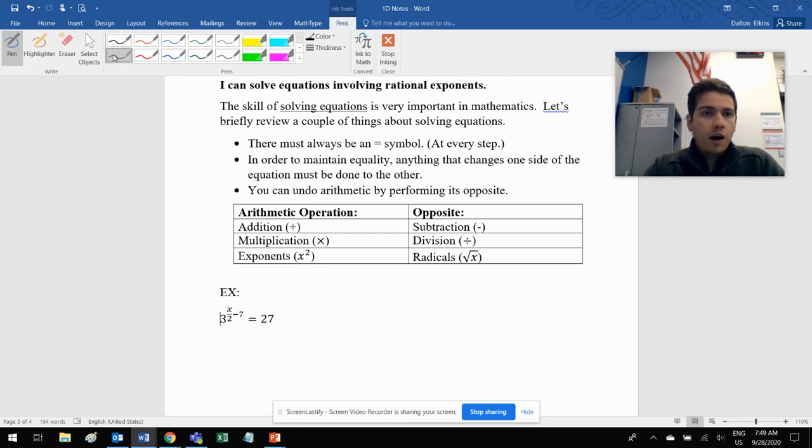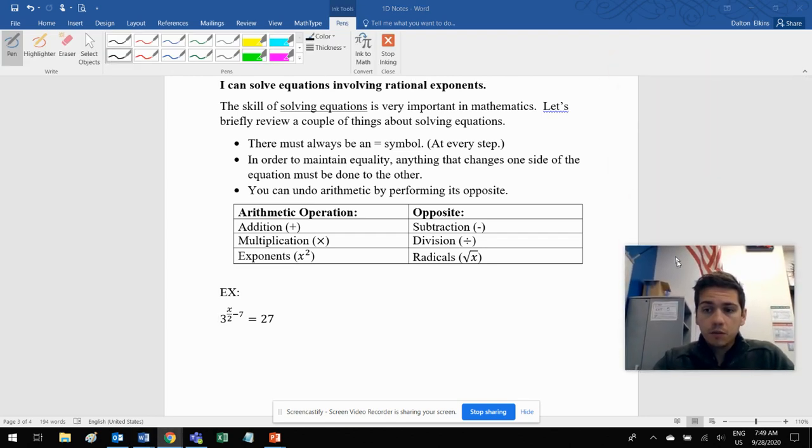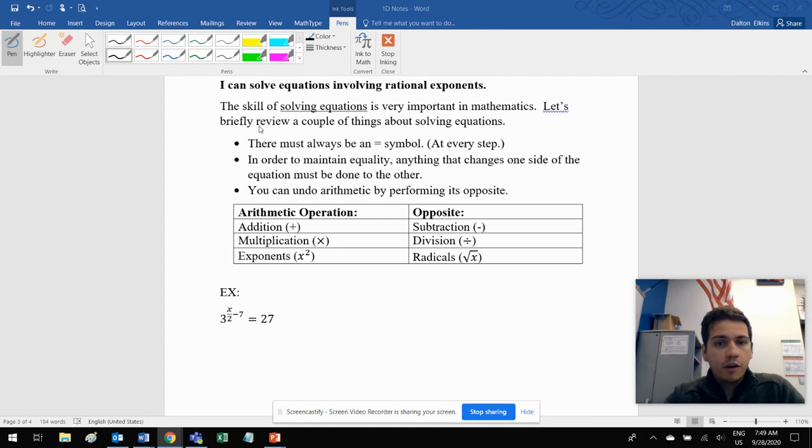Good morning, everybody. Welcome to the more advanced problems of Target 1D, where I could solve equations involving rational exponents. This part is going to be talking a lot about solving equations, which is a very important skill in math. So I want to briefly review a couple of things.